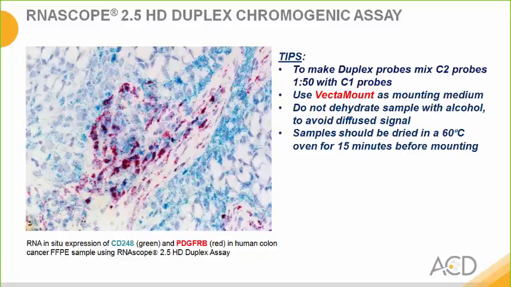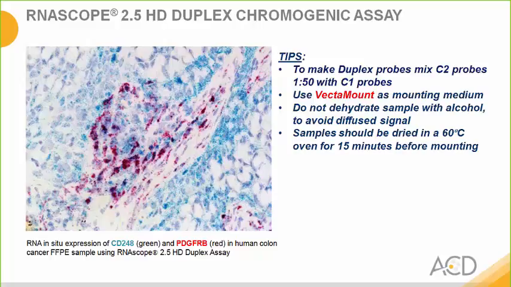Here we have a picture of the duplex assay with the CD248 marker in green and the PDGFRB marker in red in human colon cancer FFPE tissue. Again, you want to make the duplex probes by mixing the C2 probes 1 to 50 with the C1 probes. If you want to view the C2 probes separately, you would use the blank probe or probe diluent instead of the C1 to do your 1 to 50 dilution.